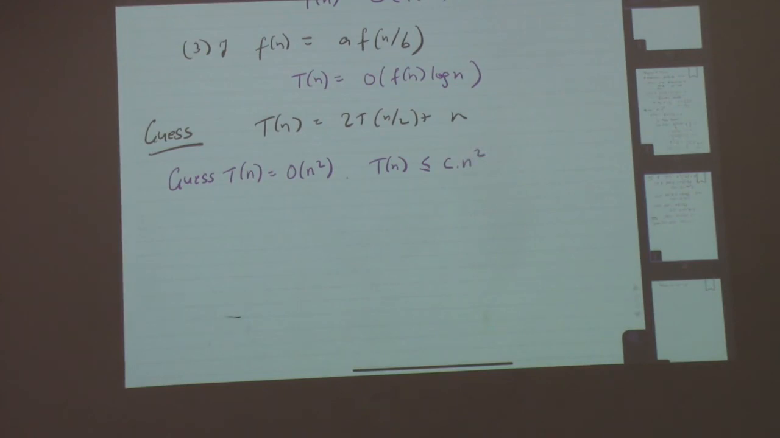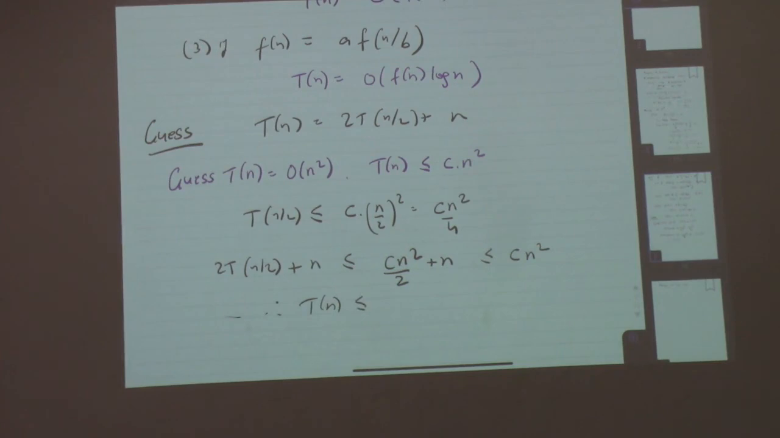Okay. We want to show this again by induction. So if that is true, then it's true for T of n over 2. So now we just say, what is the right-hand side going to look like? Then we know that T of n over 2 is less than or equal to C times n over 2 whole squared, which is equal to C n squared over 4. So then 2T of n over 2 plus n is less than or equal to C n squared over 2 plus n, which as n gets large enough is going to be less than or equal to C times n squared. Okay? Because if n is large enough, the C n squared over 2 term is much bigger than n. And therefore, we have now shown that T of n is less than or equal to C n squared, and we're done. So this is great, this guess works.